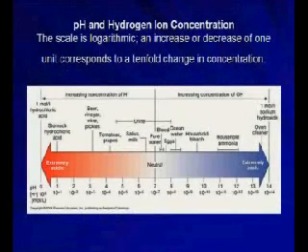This illustration, taken from your book, demonstrates the pH and hydrogen ion concentration. The scale is a logarithmic scale. An increase or decrease of 1 unit corresponds to a 10-fold change in concentration. This illustration demonstrates some of the common products that we see, not only in household products, but also when we look at the human body itself. It demonstrates which pH certain environments inside our body may have.